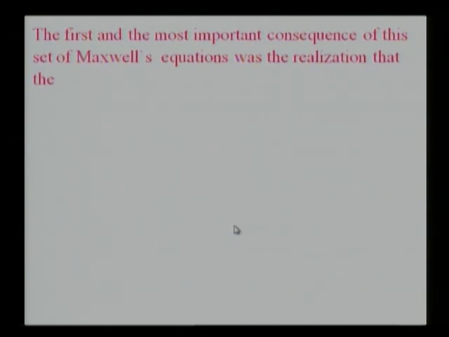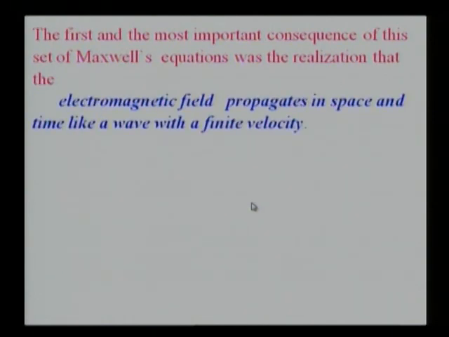The first and the most important consequence of this set of Maxwell's equations was the realization that the electromagnetic field propagates in space and time like a wave with a finite velocity. Interestingly, when Maxwell concluded this and got the wave equation, it was already known through Hertz's experiments that electromagnetic waves do exist. Hertz's experiments were known, and therefore this was a mathematical certainty. Now, how do we get it?